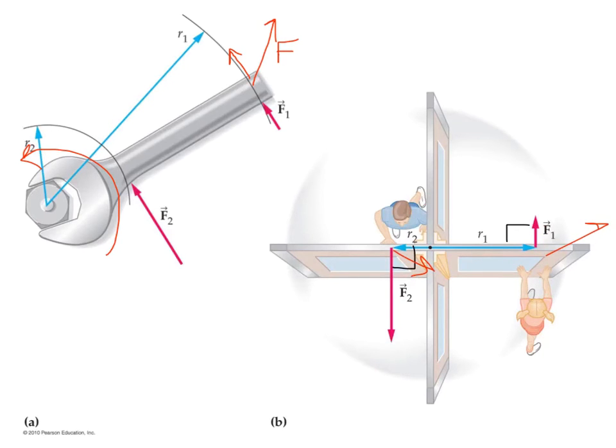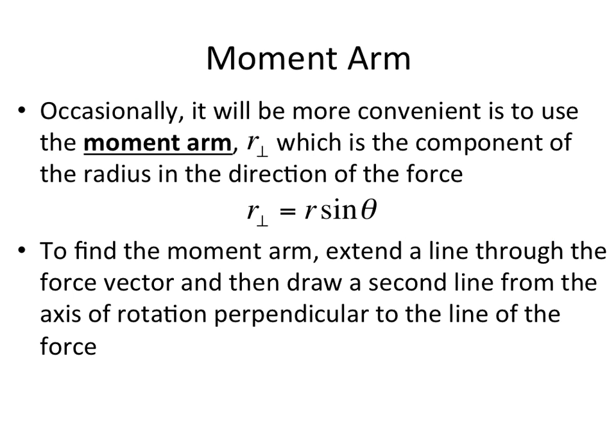Which brings us to the idea of what we call the moment arm, okay? The moment arm. Now, last chapter, we talked about the moment of inertia, and that refers to how mass is distributed around an object that is rotating. The moment arm is, and this just might be a more convenient way to do what we just talked about, to think of the radius as being the radius perpendicular to the force. All right, or you might say it's the component of the radius that is perpendicular to the force right there.